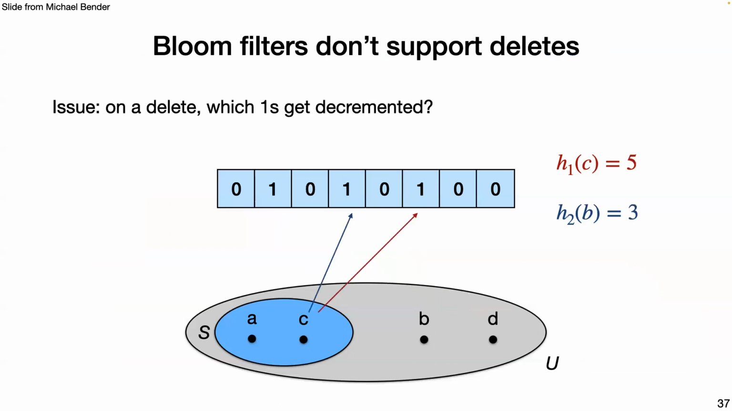Okay, so one issue with Bloom filters is that out of the box, they don't support deletes, because suppose you wanted to delete C, which bits would you unset? The two hash functions that you got are 3 and 5, but some of them overlap with other elements. So if you delete one of them, then you're unsetting bits from other elements as well.